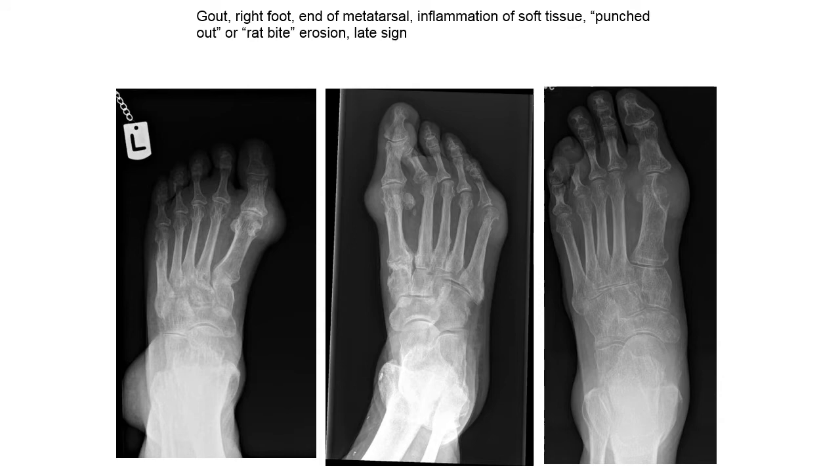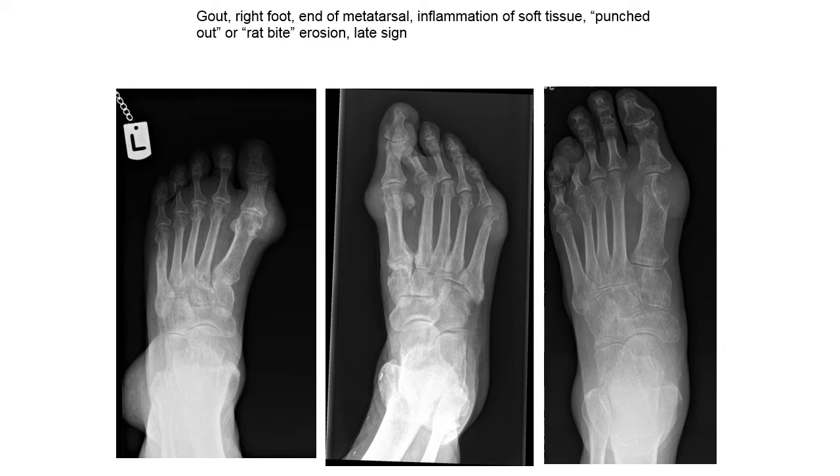And what happens in gout is you get this uric acid in there and inflammation of soft tissue, and then you get what are called rat bite erosions. Those are late in the game, but there's one there. You can see that rat bite, like a rat took a bite out of your toe, out of the bone, and here you can really see this one. So it's very obvious there on that right panel. It just chewed out that whole section of bone, and it is just gone.